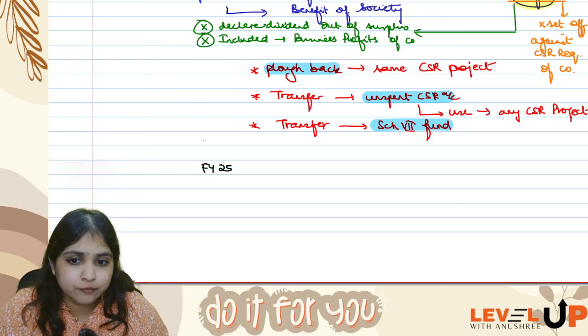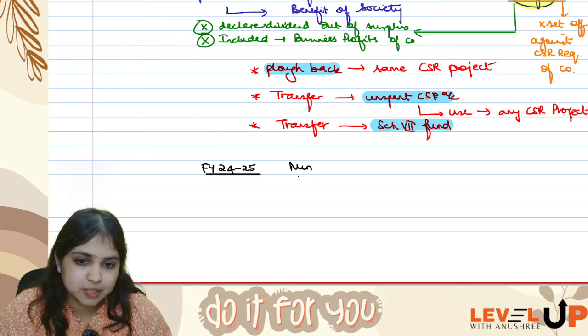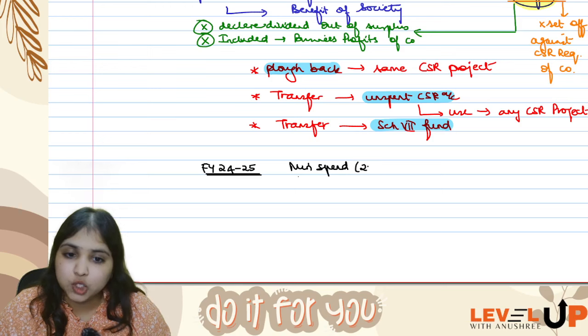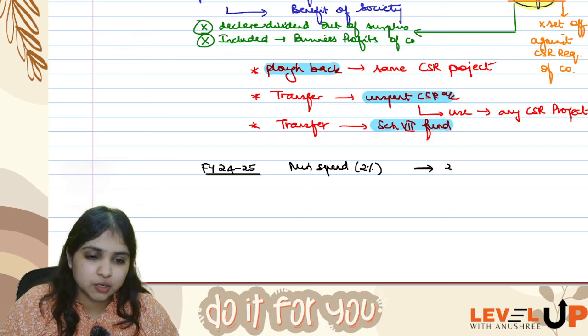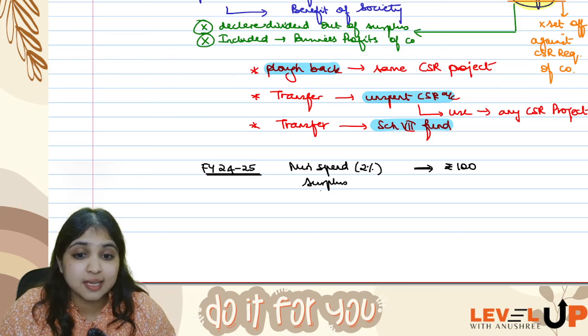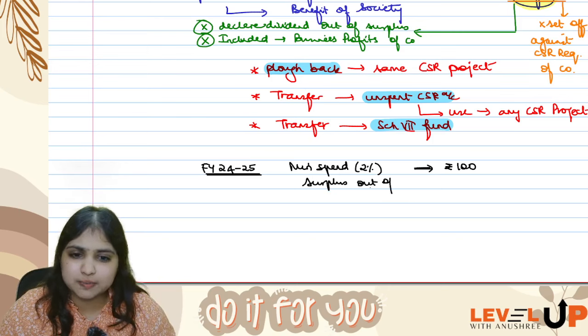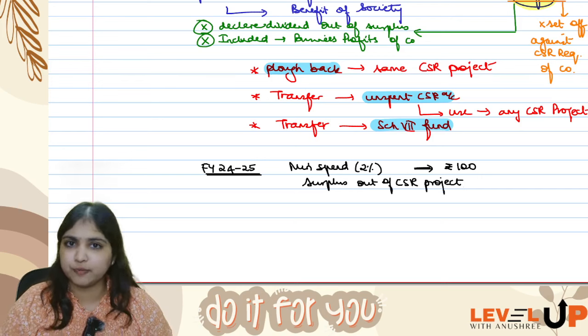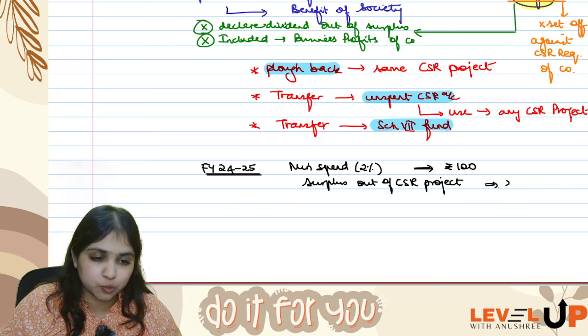Let's say we are right now in financial year 24-25. Now in this year, my minimum spend, that is the 2% of average net profit of 3 preceding financial years, minimum spend for this particular year is 100 rupees. Now by doing CSR activity, I have a surplus out of some CSR project. Let's say 2 years back, as a part of CSR, I had constructed a hospital for the benefit of a particular village, and from that CSR project I have a profit of 20 rupees.